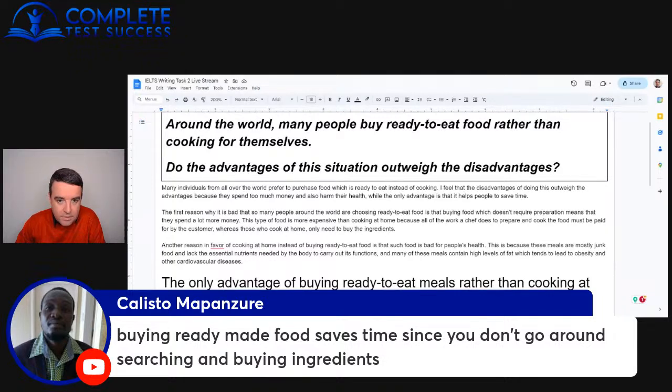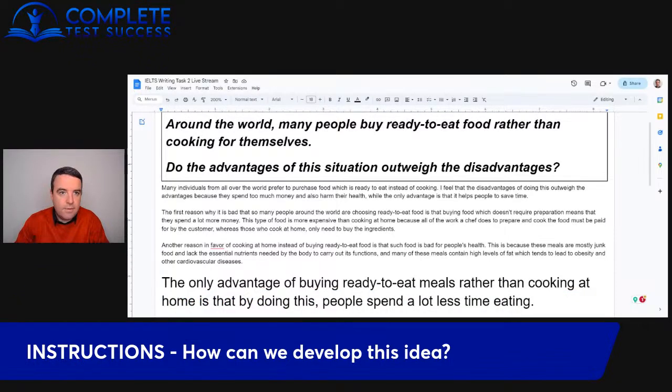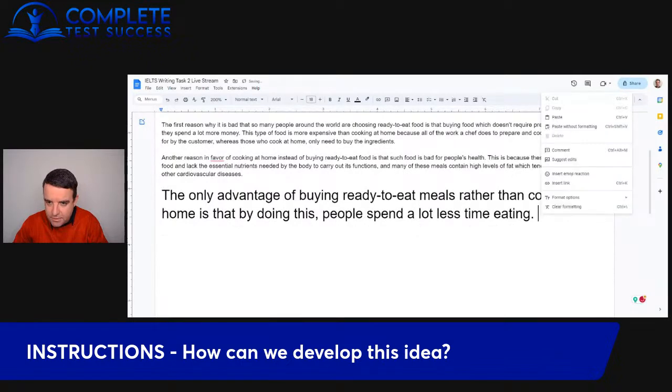Buying ready-made food saves time since you don't go around searching and buying ingredients. Okay, perfect. So this is what we're talking about. So this is the first bit. So Callisto, I'll copy that there, and let me paste that into the question, into the essay here, excuse me.